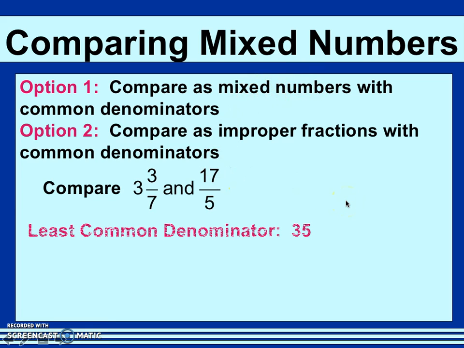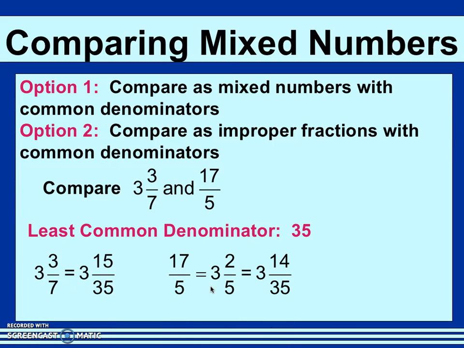So 3 3/7, if I'm trying to write it with their least common denominator, which I found by 7 and 5 both go into 35. So I'm going to rewrite 3 3/7 as 3 15/35, right? Because 3 times 5 is 15, 7 times 5 is 35. And then I'm going to take my 17/5, I'm going to rewrite that as a mixed number. So 17 divided by 5 would give me 3 2/5. Well, 3 remainder 2. So that'd be 3 2/5.